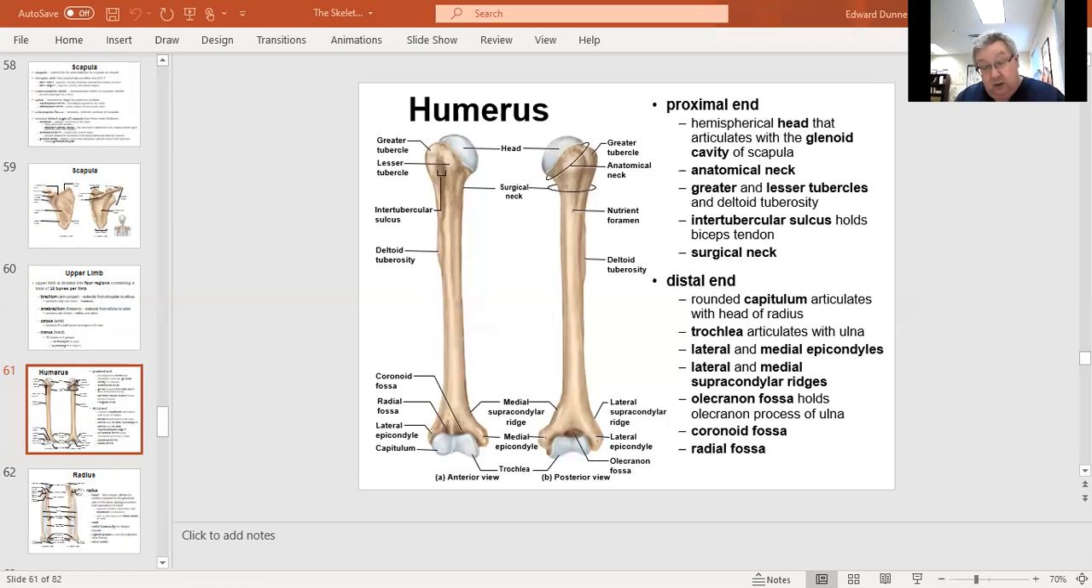Almost done. All right. So that's the humerus. A lot of muscles on the humerus.